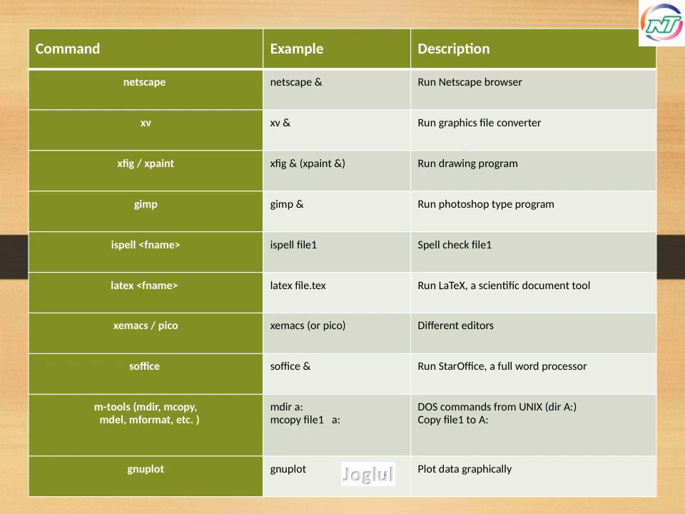Here, we see a range of useful commands for running applications and tools directly from the Unix shell, which can be especially handy in testing and development work. For example, you can launch the Netscape browser or use XV to open a graphics file converter, which helps when you need to quickly view or adjust images.